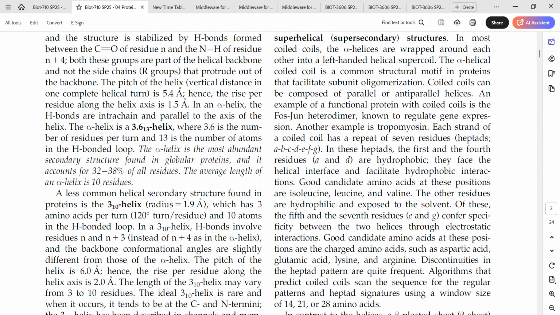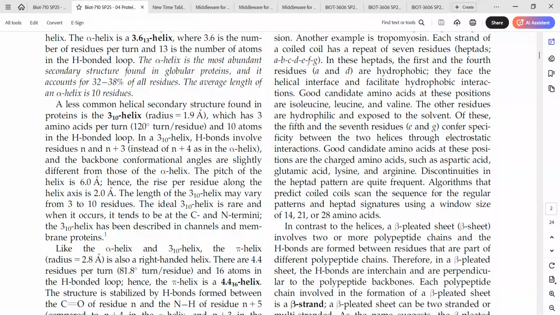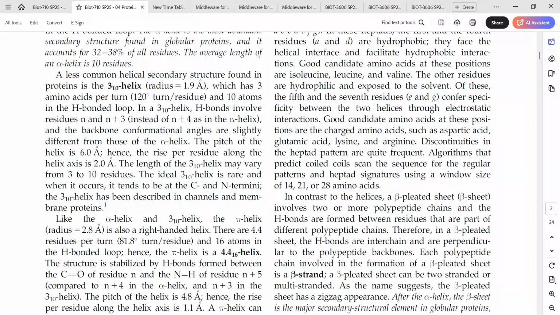which is also known as super secondary structure. यानी कि दो secondary structures आपस में in combination forms a super secondary structure. Each strand of a coiled coil has a repeat of 7 residues: A B C D E F G, then again A B C D E F G. इस तरीके के 7 different amino acid के combination के repeats मौजूद होते हैं. Good candidate amino acids at these positions are isoleucine, leucine, and valine. तीनों hydrophobic kind of amino acids, non-charged.